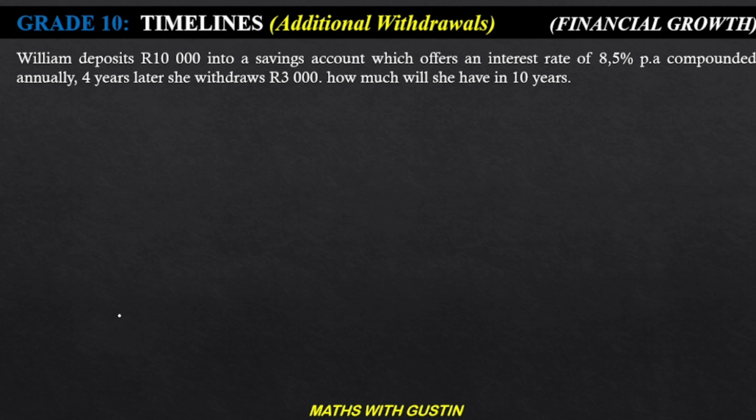Today, let's have a look at grade 10 timelines where we have an additional withdrawal. We are still busy with financial growth, which is a chapter in grade 10 financial mathematics. All right, so let's have a look at today's question.